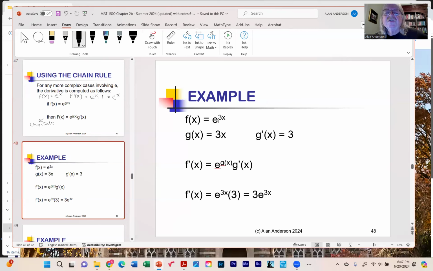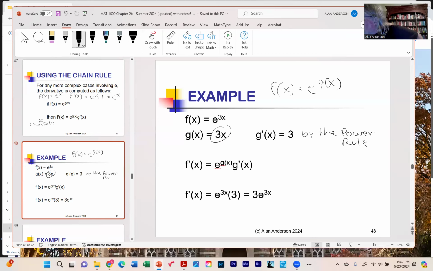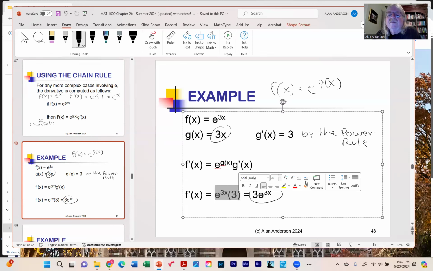So for example, if our original function is e to the 3x, then g of x is 3x by the power rule. g prime is 3. And then we end up with e to the 3x times 3, which we, of course, will rewrite as 3e to the 3x. It's just a convention. You don't have to. You can leave it like this, but it's not normally done that way because this 3 is clearly the coefficient of this expression.